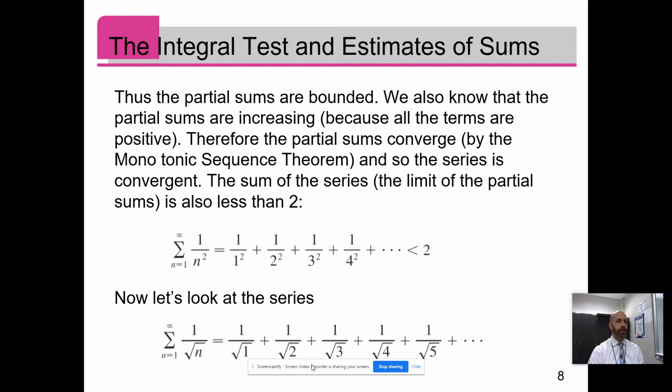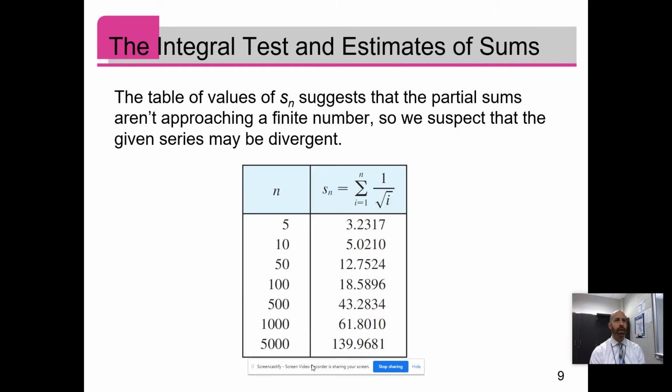Let's look now at a different series. This one is the infinite series 1 over the square root of n. Let's look at some of the partial sums of this series. When n is equal to 5, the sum is 3.2317, and it grows just like the last one did. But now look what happens when we're at 5,000. Now this has grown to 139.9681. So hopefully you get a sense that this one's growing in a different way.